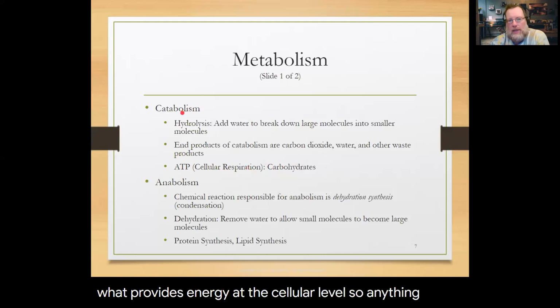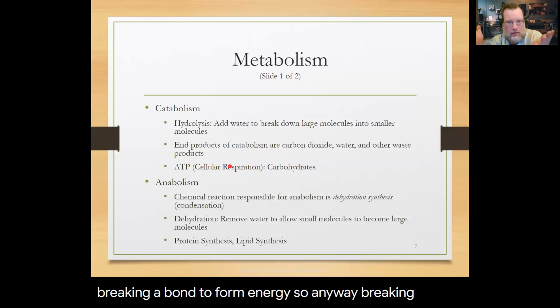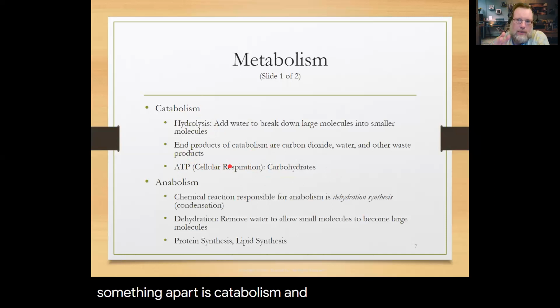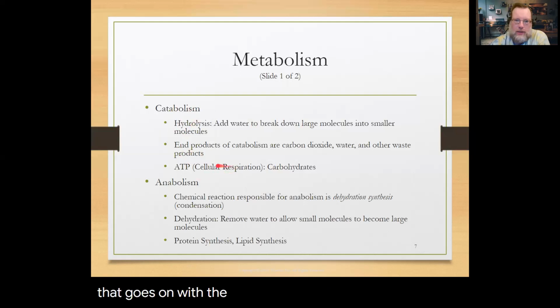So anyway, catabolism, breaking something down into smaller bits, or breaking a bond to form energy. Breaking something apart is catabolism. And again, sometimes when you break something apart, you gain, not really create, but it releases energy. So when I break a bond, energy gets released. That's a type of catabolism, and that goes on with the mitochondria. We'll look at that a little bit later.